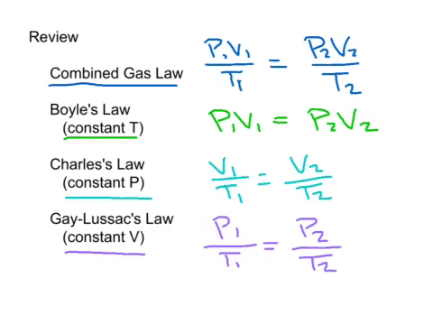Now how do I remember these? Well, always remember pressure and volume always belong in the numerator if they're involved. Pressure and volume always in the numerator. Temperature is the only factor that belongs in the denominator. Right? So how do I distinguish Boyle's from Charles's from Gay-Lussac's law?